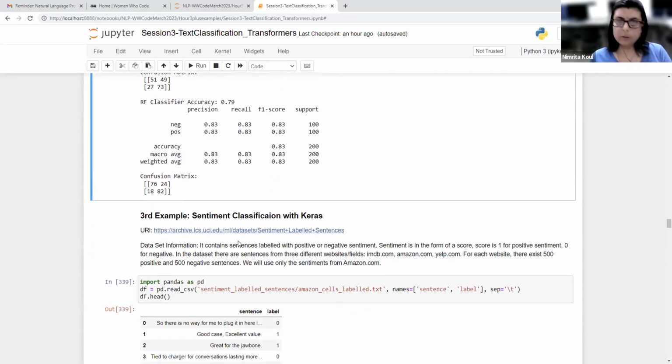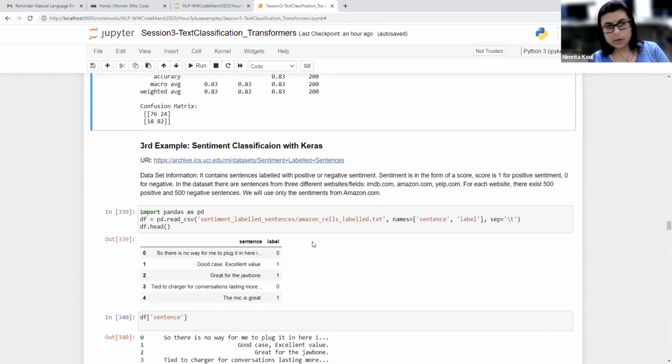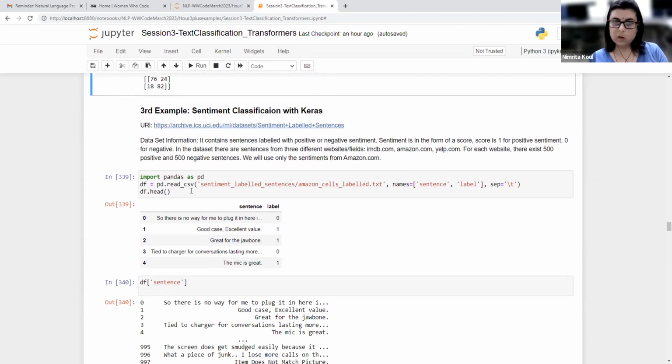All right, so next we are moving to a deep neural network, which is implemented through Keras. For this example, we are using the labeled sentences downloaded from the UCI repository. This is Amazon reviews, the product reviews from Amazon. This is in the form of a text file, so I'll be using pandas here to read this data set. We have imported pandas as pd. We are using the read_csv function to read our file, which contains the Amazon reviews along with their labels.